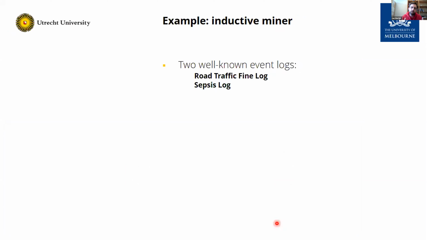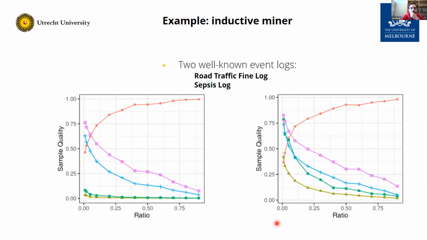We took two random event logs that were quite well described in literature, the road traffic fine log and the sepsis log, and we applied the whole technique again. What we see for both of those logs is that if the ratio goes up, the quality also goes up. The red lines here are the coverability. So the higher the ratio, the higher the coverability, which is what we expect. And also the higher the sampling ratio, the lower the error is. So in that sense, for sample quality, as the ratio goes up, the quality also goes up. It's what we expect.